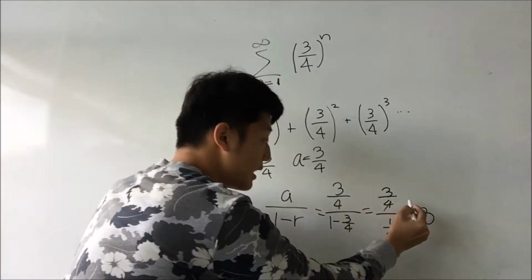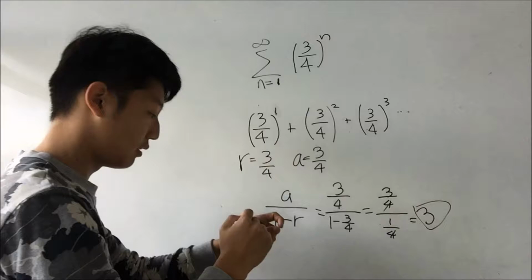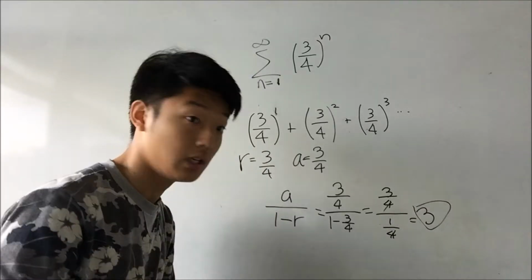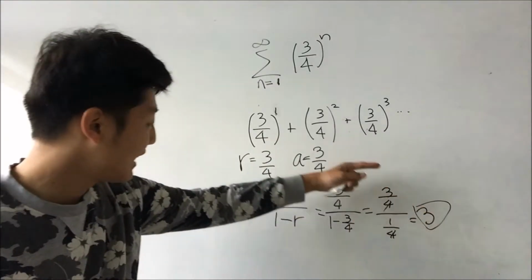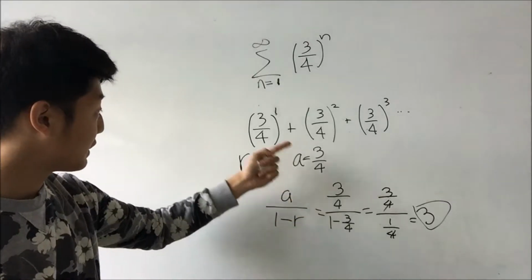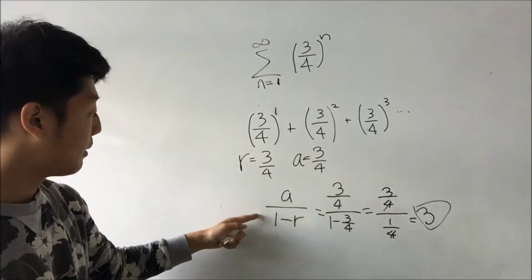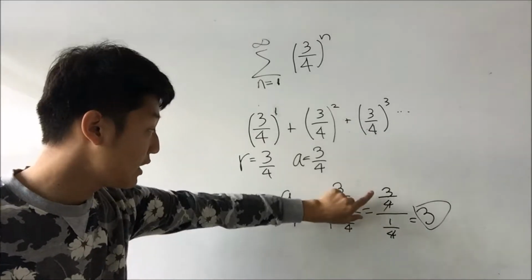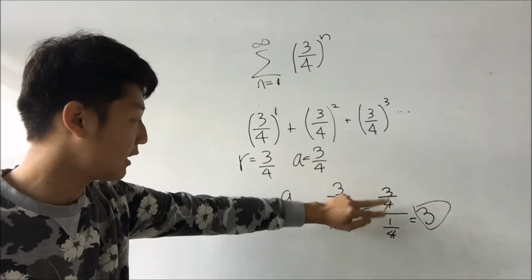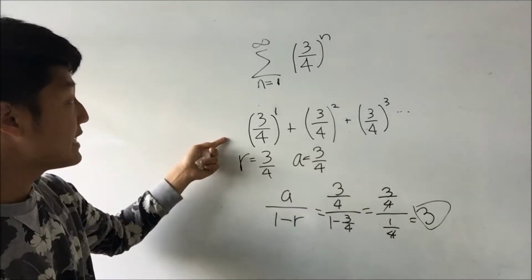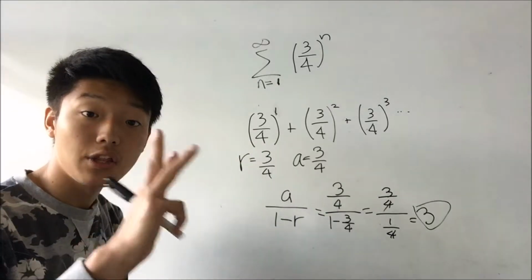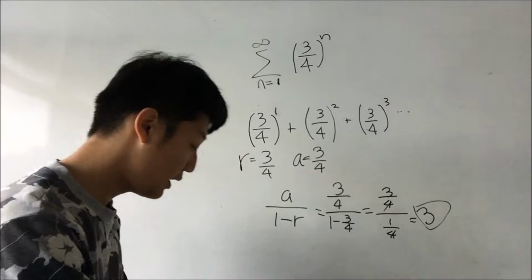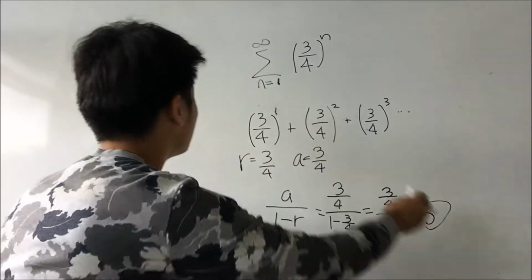So this is the answer. Let me check my work. A is 3 over 4, and 1 minus r is 1 over 4. Then dividing, it cancels out and becomes 3. So for this, the sum of this series is 3. Let's move on to other examples.